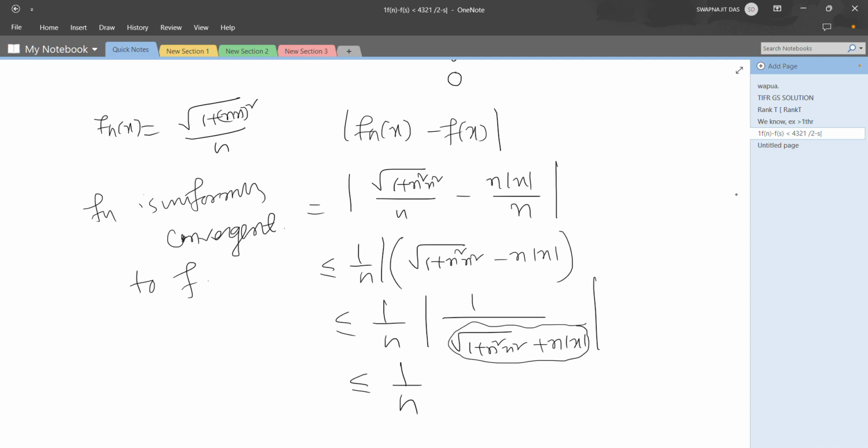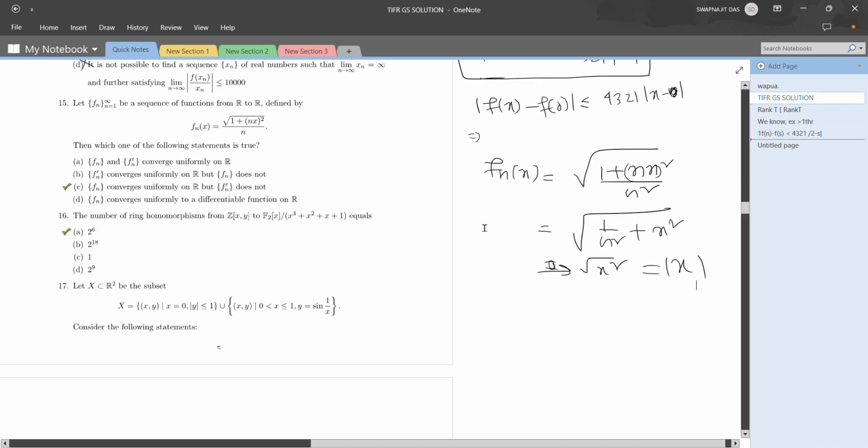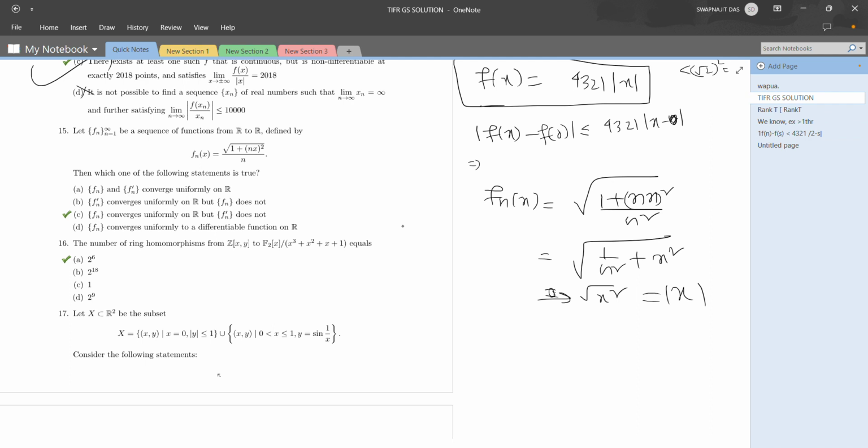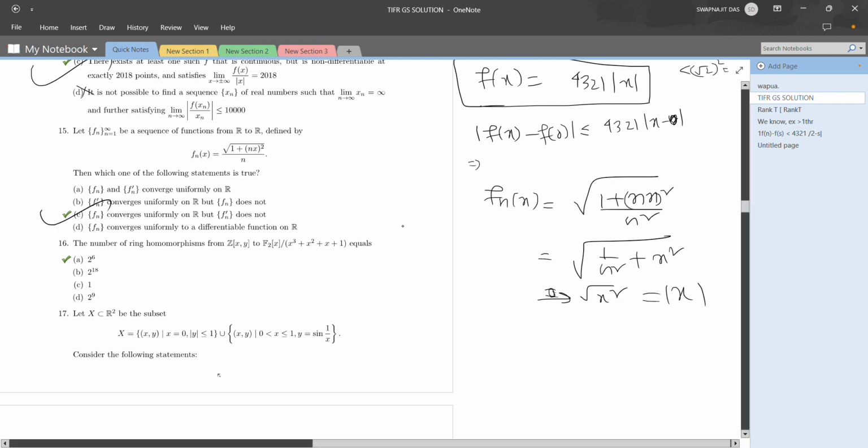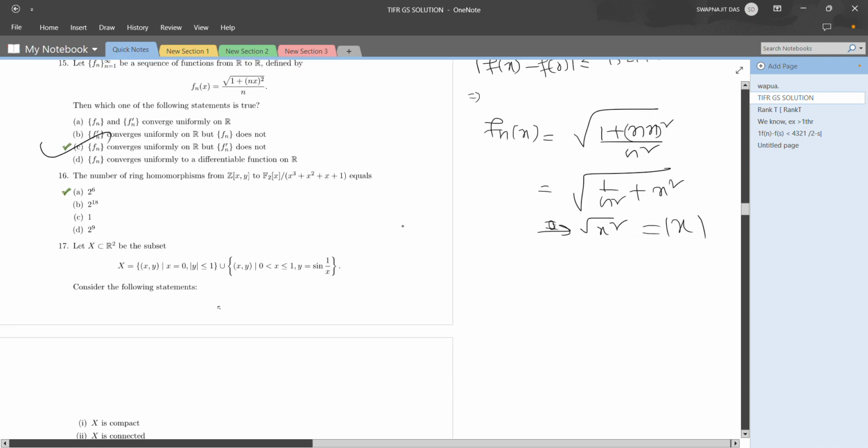Now if fn prime converges uniformly to some function g, that means g has to be equal to f prime, by definition, right? But f is mod x, and f itself is not differentiable. That's why fn prime cannot converge uniformly to any function. Hence, fn converges uniformly on R, but fn prime doesn't. So this is correct.